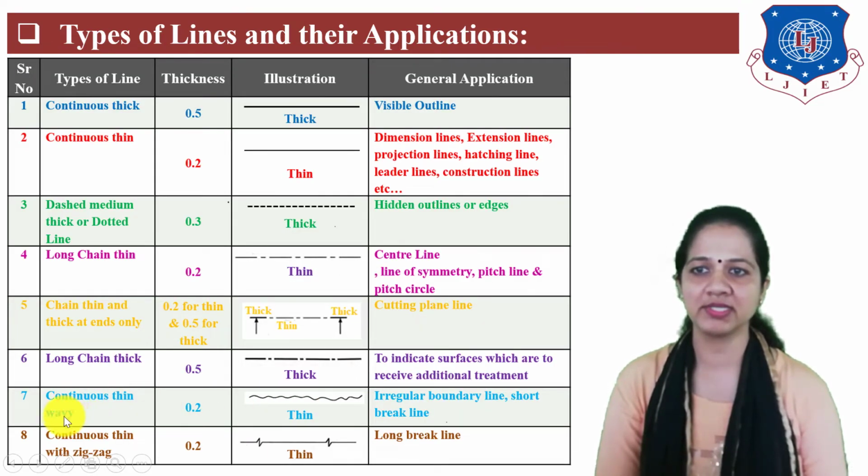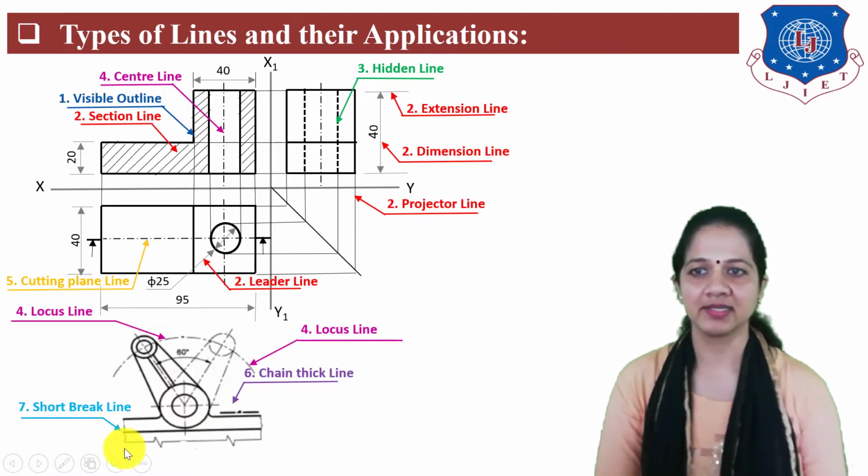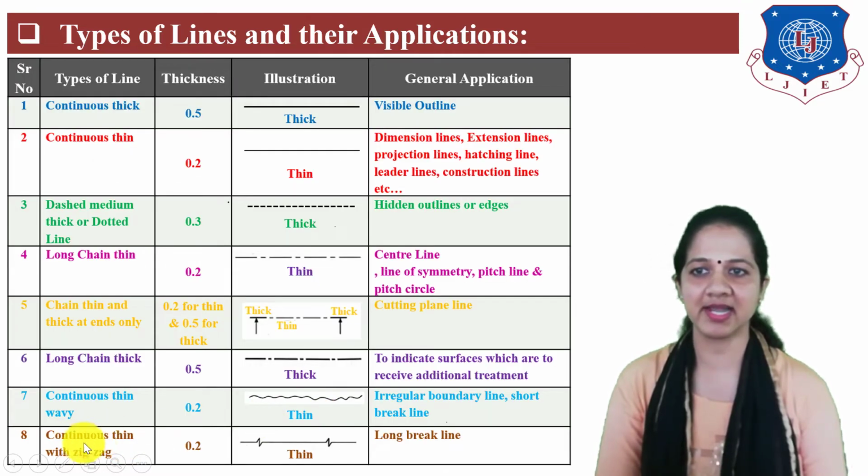Next is continuous thin wavy. Its thickness is 0.2 mm. It is lighter in shade and it is used to show irregular boundary line, short break line. Look on this figure. This is short break line, so it is represented by continuous thin wavy line. Last line is continuous thin with zigzag. Its thickness is 0.2 mm. It is lighter in shade and it is used to show long break line.